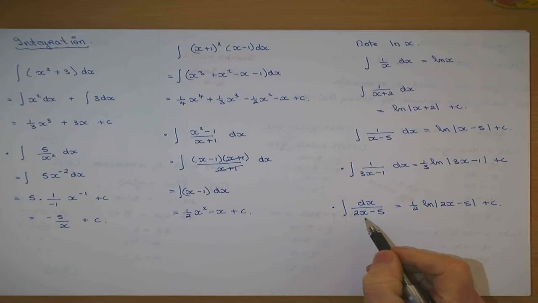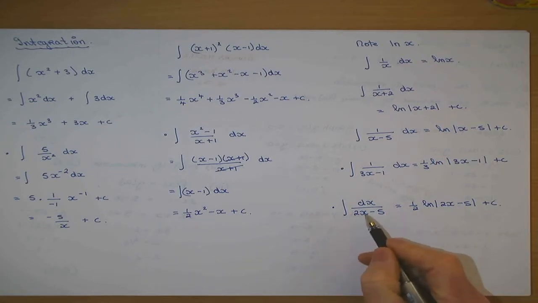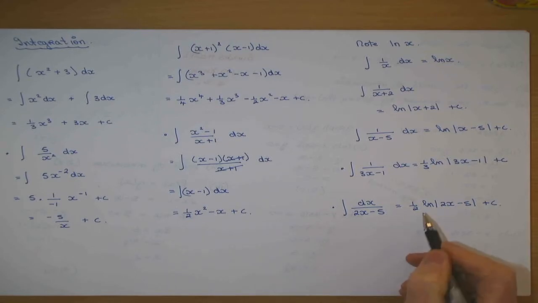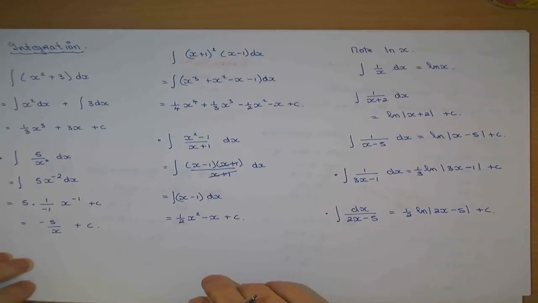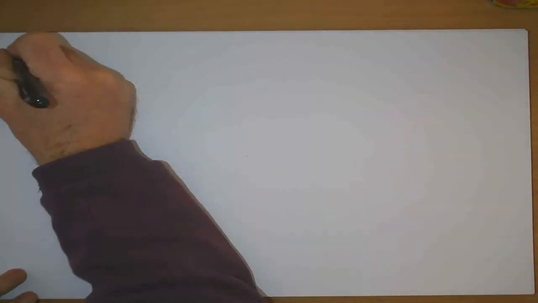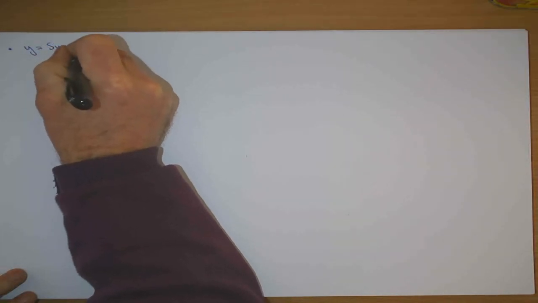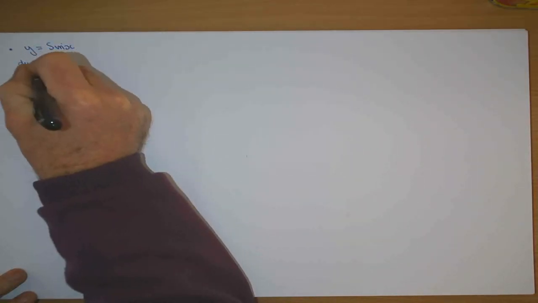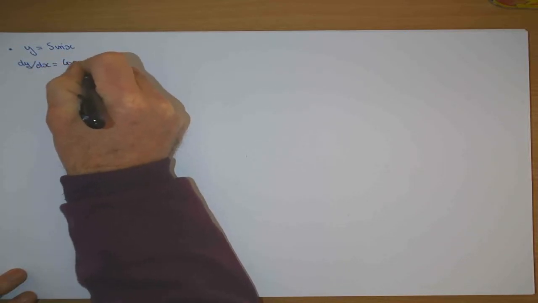1 over causes the log, yes? And the 2 on the 2x causes the half. Now I'm going to explain where that fraction comes from a little bit better. If y was equal to the sine of x, then dy/dx, when I differentiate sine x, I get cos x. Any questions?